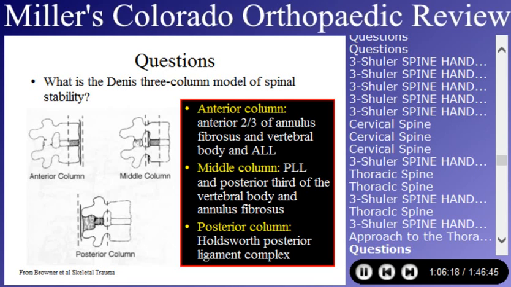3-column spinal stability covered in your lectures. Do not forget what comprises the columns, though. Okay? Anterior, 2/3 of annulus fibrosus, vertebral body. ALL is the anterior column. Middle column, PLL, posterior third of the vertebral body, and annulus fibrosus. And the posterior complex is the Holdsworth posterior ligamentous complex in the posterior column.